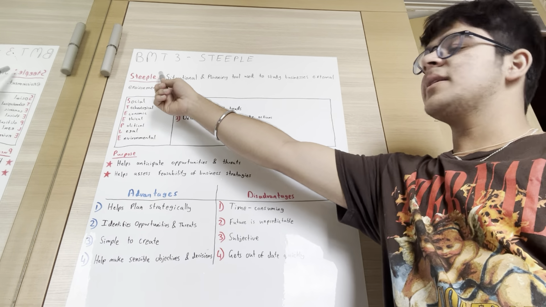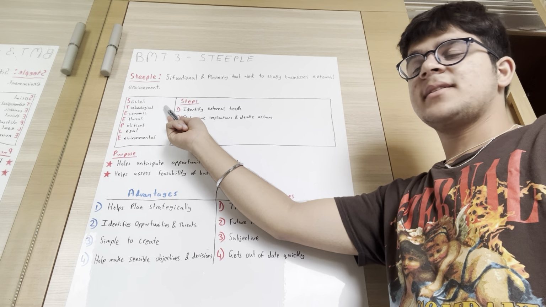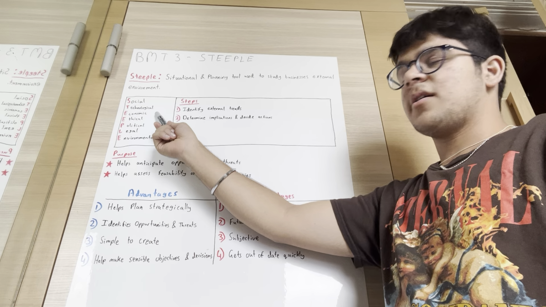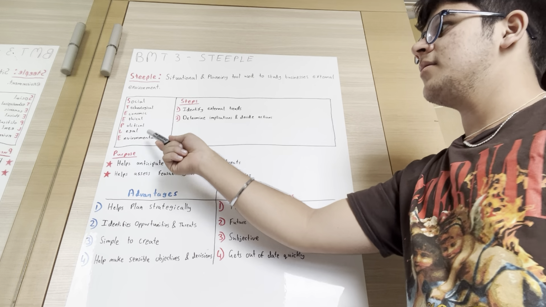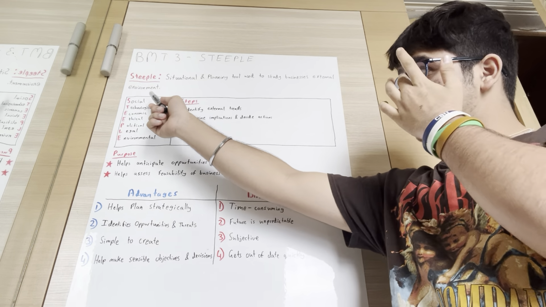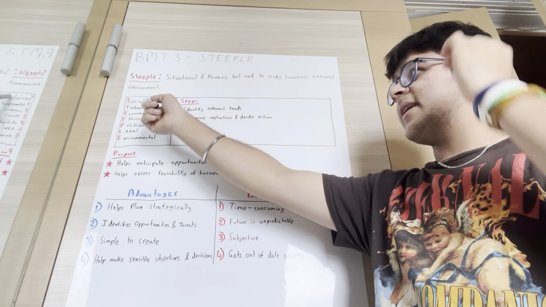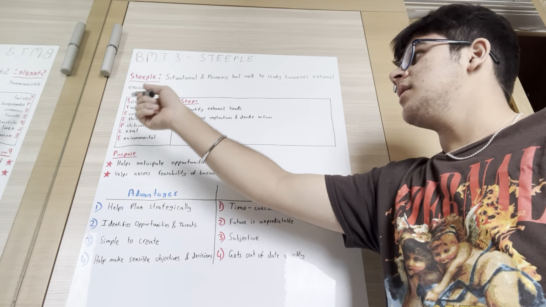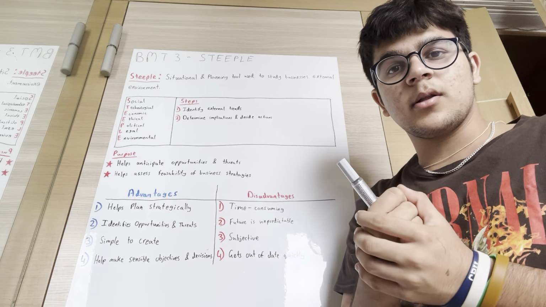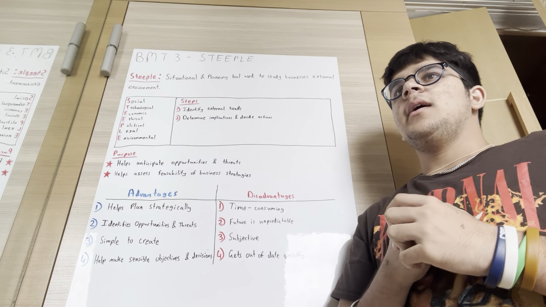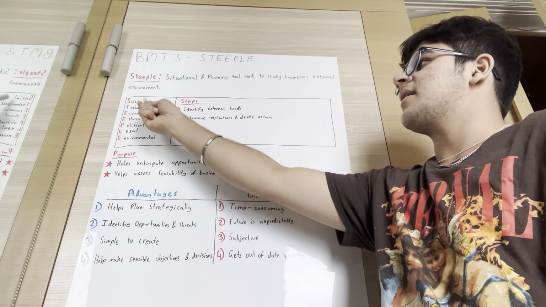STEEPLE is an acronym. The S stands for social, the T stands for technological, then the E is economic, ethical, political, legal, environmental. So when it comes to social, this practically is just talking about the people in the market area. So this could be like the age, gender, population, kind of stuff like that. Technological talks about technological advancements, technology. So an example would be a creation of a new chip in the phone industry would be a big factor.